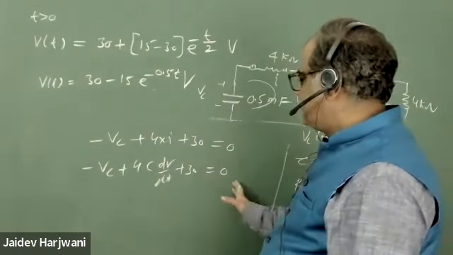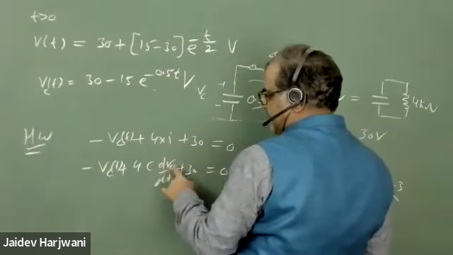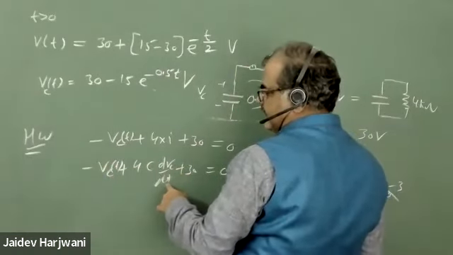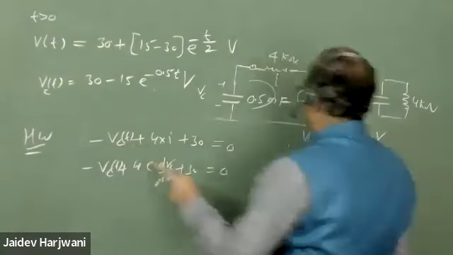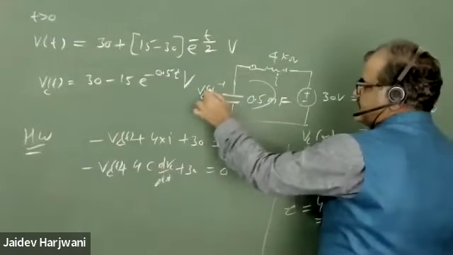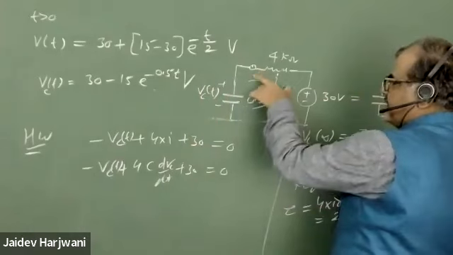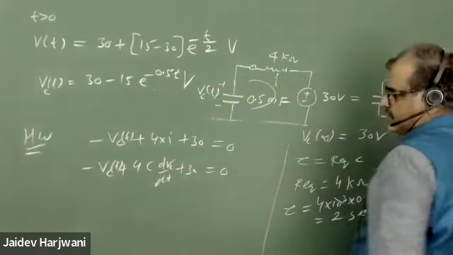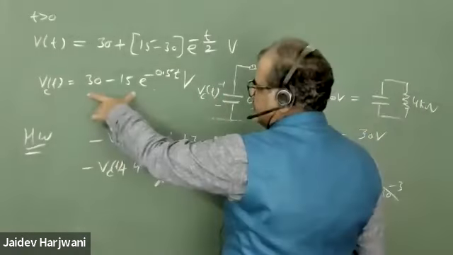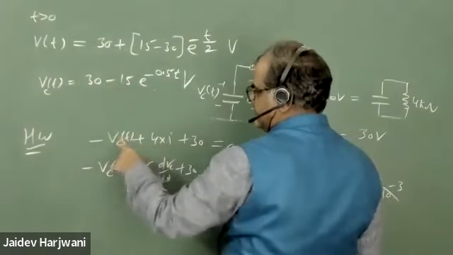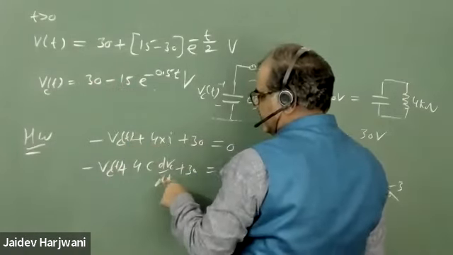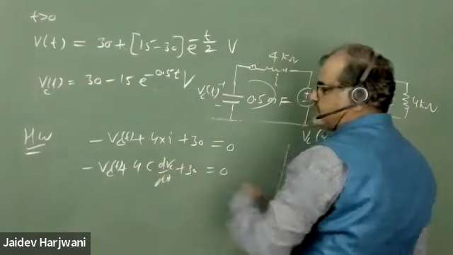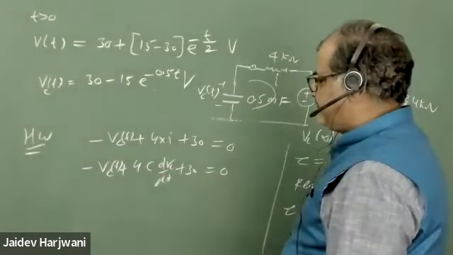Whatever V(t) is, this is basically VC(t), and this is VC(t) divided by t. Are you getting my point? This is VC(t). At any time, suppose the voltage is here V(t), and current I is flowing in the circuit with 30 volts. Now if you put the VC value here and derive, this equation should be satisfied. Check whether it is satisfied or not.